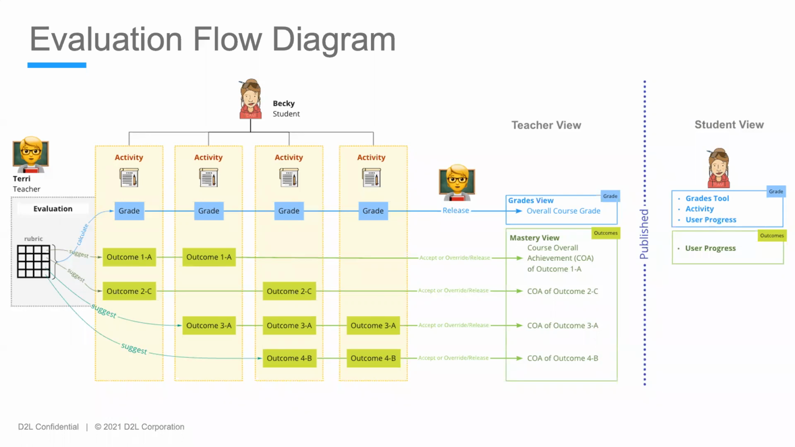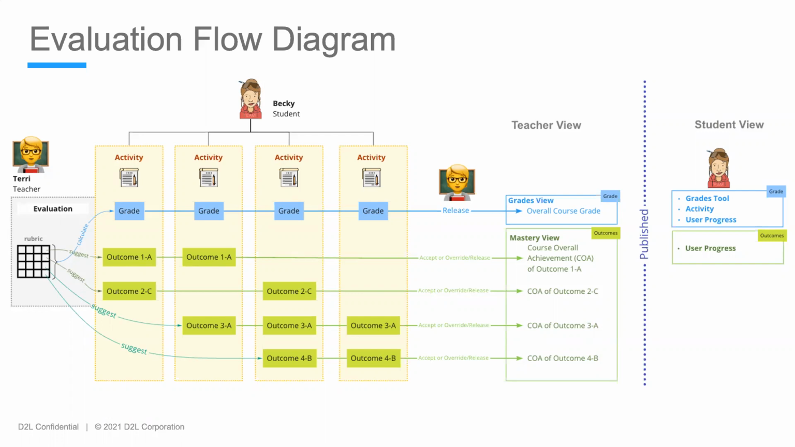So the grade is the blue line going across the top. For each submitted activity, assume all of those activities are evaluated with the same rubric. Each time Terry grades that, we're calculating a grade for the entire activity. So every time Becky submits an activity, an assignment, a discussion, we're applying this rubric and we're calculating a grade.